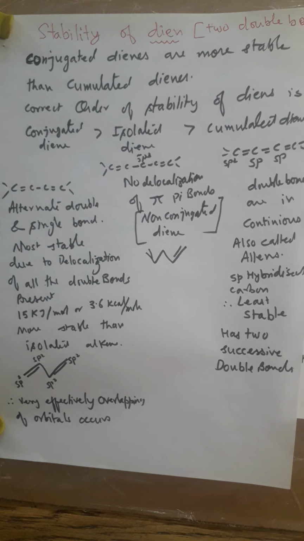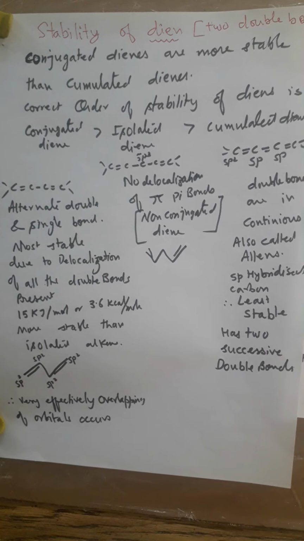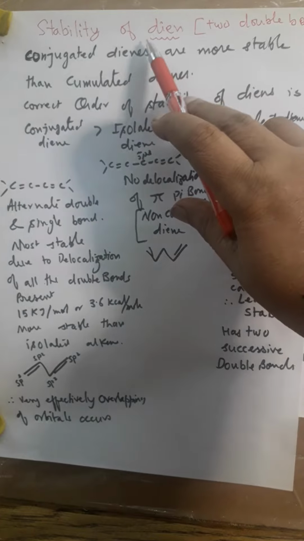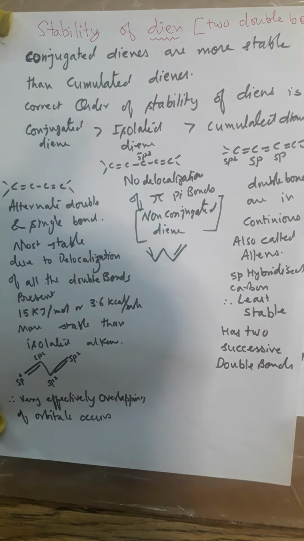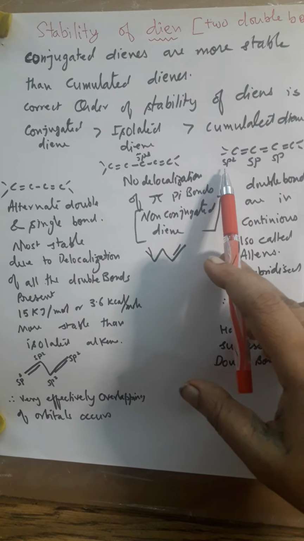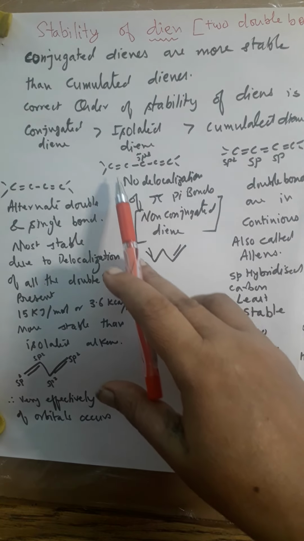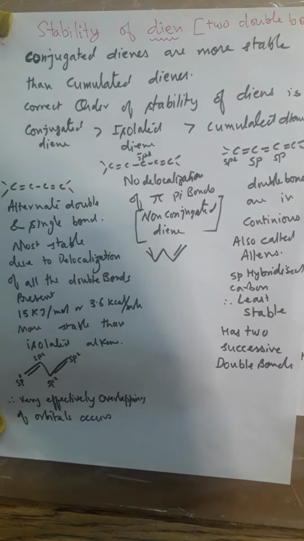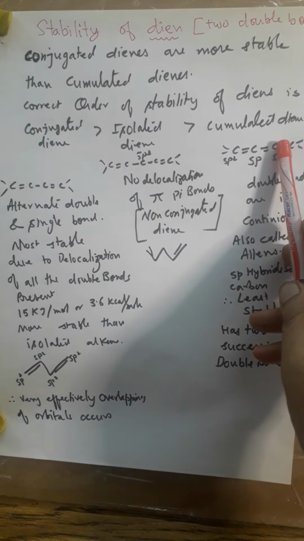Hello student, today we will discuss the stability of diene. What do you mean by diene? It means that in the straight chain there are at least two double bonds. So they can be continuous, they can be alternate, or they can be isolated. Okay, so there are three types of diene that can be present.